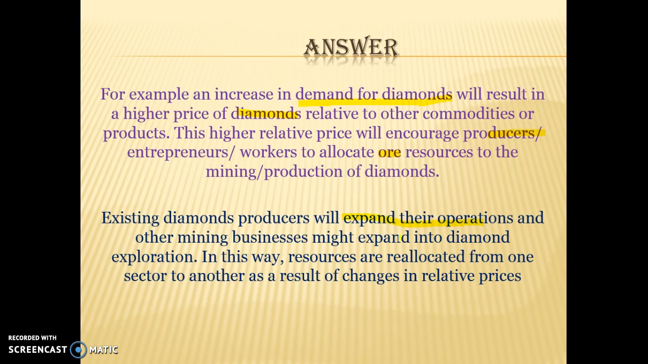Okay, labour is going to shift into the diamond industry. More people will want to work in that industry. In this way, resources are allocated from one sector to another as a result of change in relative prices.